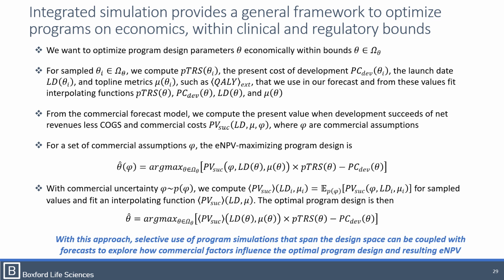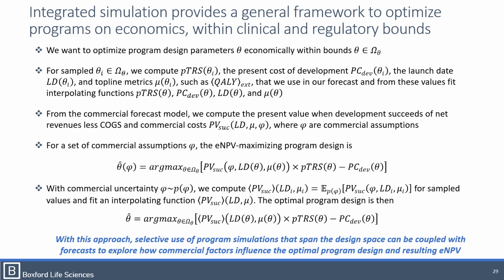And once we have that from the commercial forecast model, we can compute the present value when development succeeds of the net revenues less COGS and commercial costs that only interact with the clinical simulations through the launch date and these top-line metrics, and then they depend on all the other commercial assumptions that we put into phi here. So we can calculate that easily. We just need to know the launch date, the top-line metrics, and the other commercial assumptions, but to calculate that, it's just a run of the forecast model. We don't need to go through all this program simulation.